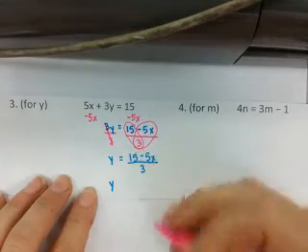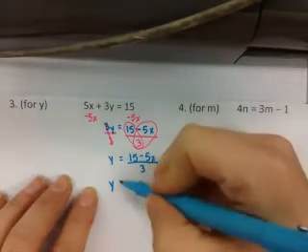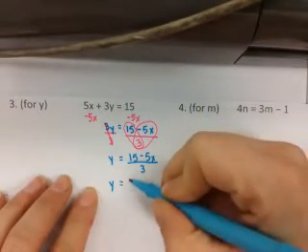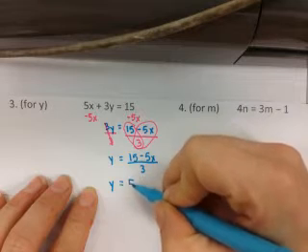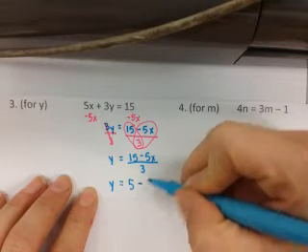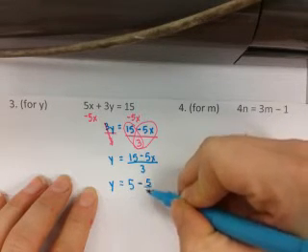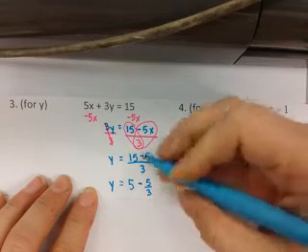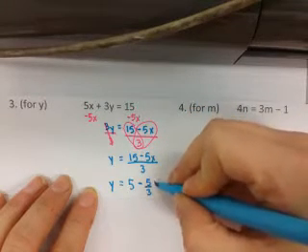So 15 divided by 3 is the number 5, minus 5 over 3. That decimal does not end, so we're not going to leave it as a decimal. And don't forget your x.